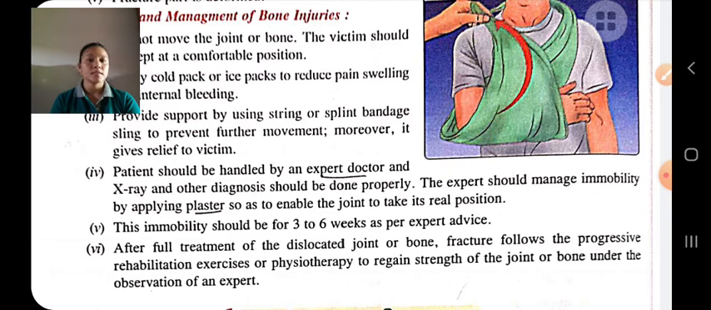This is about sports injury. Sports injury means those injuries which occur in sports during participation. Sports injuries are of two types: soft tissue injury and hard tissue injury. Soft tissue injury includes skin injury and muscle injury. Skin injury like contusions, abrasions, lacerations. Muscle injury like sprain, strain, cramp. Hard tissue injury like fracture, dislocation, etc.